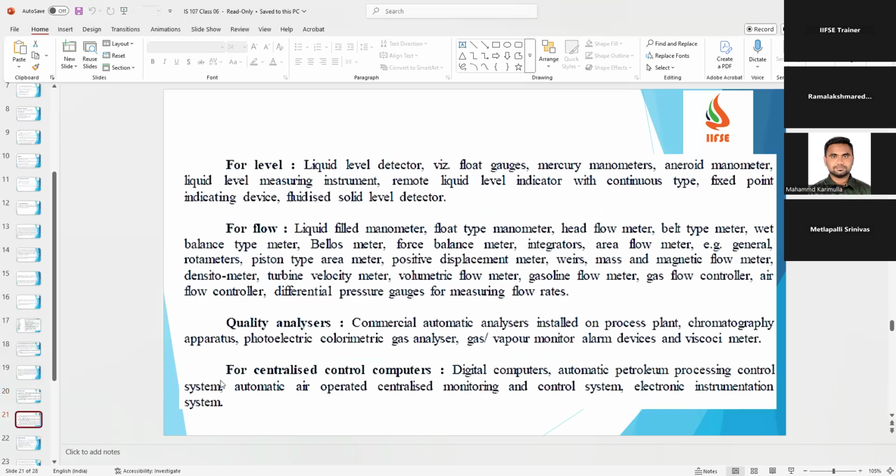Then for level, liquid level indicators, the float gauges, mercury manometers, etc. For the flow, liquid filled manometers, float type manometers, head flow meter, bell type meters or wet balance type meters, bellows meters, etc. And quality analyzers or centralized control computers like DCS systems, distributed control systems. Nowadays, most of the chemical processes have these DCS control systems. Most of the parameters they control remotely. Only a few controls are with the operator.